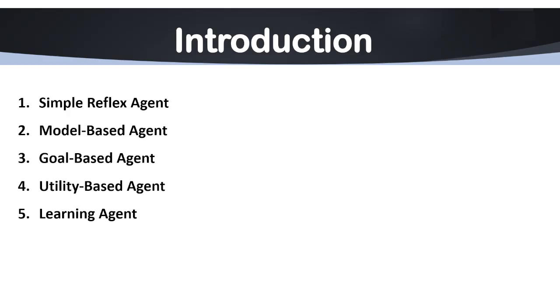So basically students, we have total 5 types of agents in artificial intelligence where the first agent is simple reflex agent, second one is model based agent, third one is goal based agent, fourth is utility based agents and fifth is learning agents. Before moving to the detailed definition and examples, I would like to share with you some keywords that will help you get the concepts in an easier way.